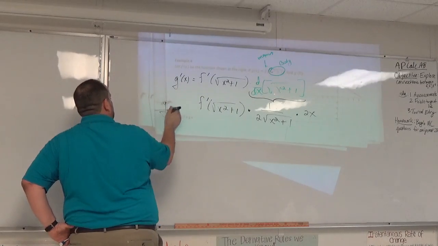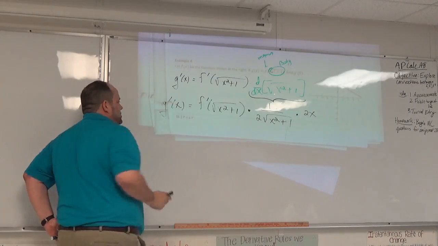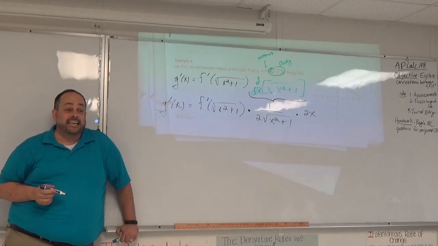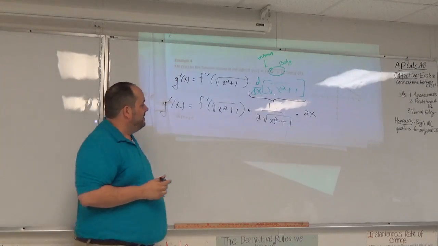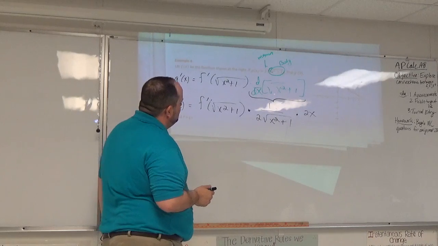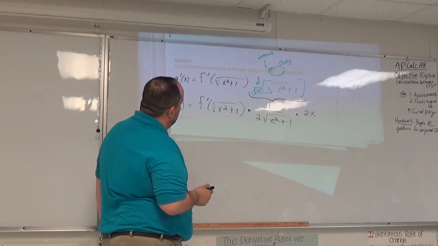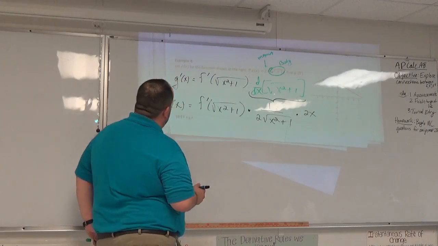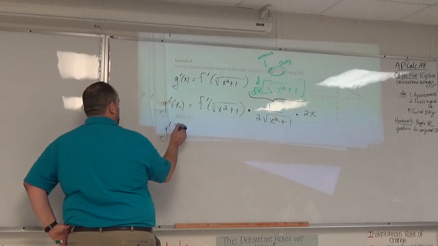All that is g prime of x. And you're not done yet. Why are we not done yet? We need to find g prime of 0. You need g prime of 0.